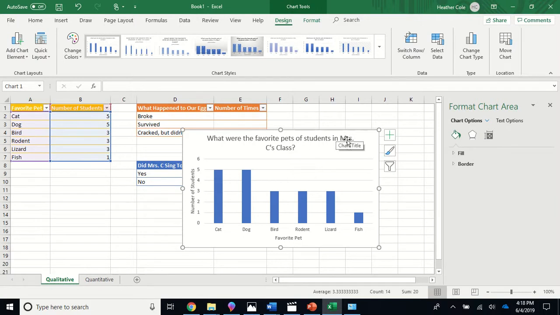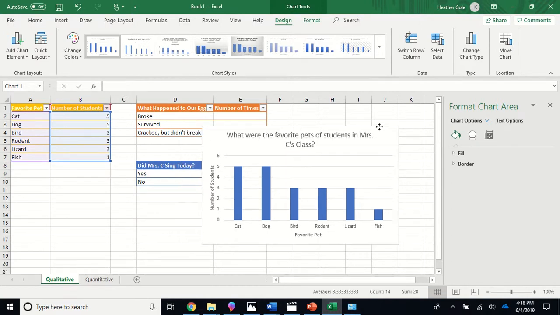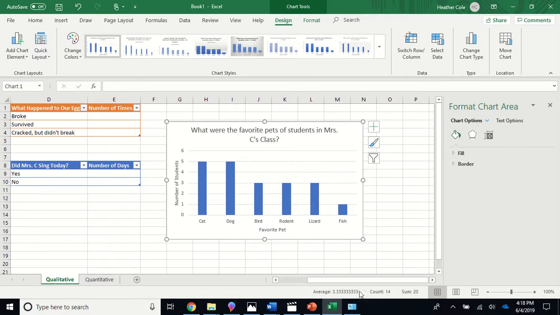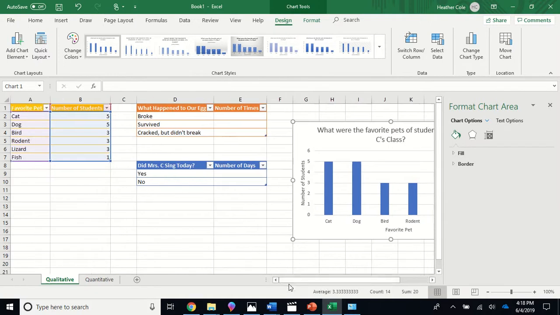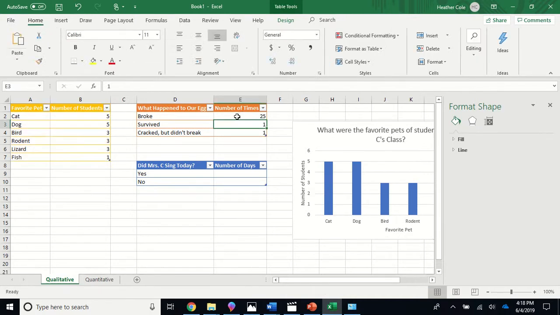And the really nice thing about using an Excel program like this is that the computer's going to make it very neat for you. But if I wanted to make my own bar graph, that would be pretty simple too. So I'm going to make a bar graph of an imaginary egg drop. So we dropped some eggs in different structures, and there were different things that happened. So let's say it broke 25 times, it survived 10 times, and it cracked but didn't break 3 times.